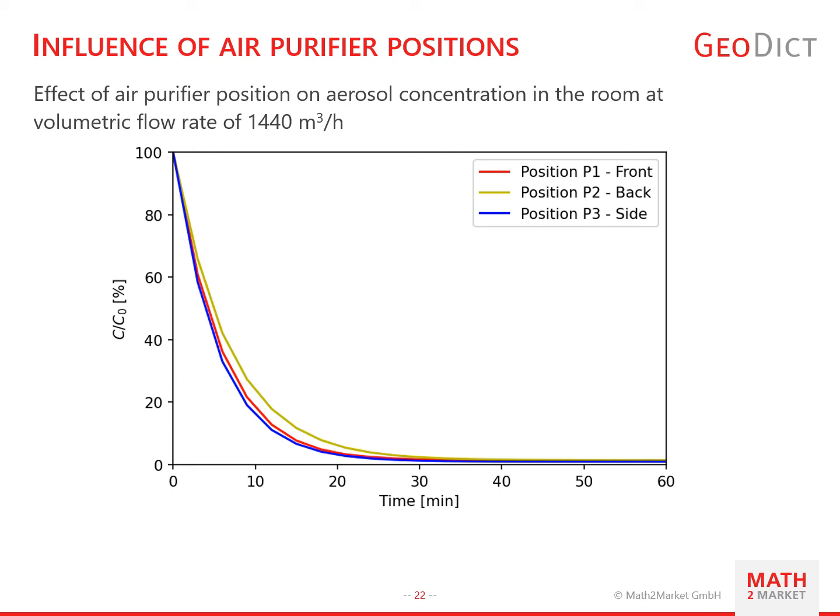All right, in this slide, we can see the influence of different air purifier locations or positions. As mentioned, we can test different locations for the air purifier and rerun the simulations. With this, we can investigate the effect of air purifier location on aerosol concentrations in the room. So these 3 simulations were done with a constant volumetric flow rate of 1,440 cubic meters per hour. And we can see that the front and side positions have a better or faster effect in reduction of aerosol concentration.